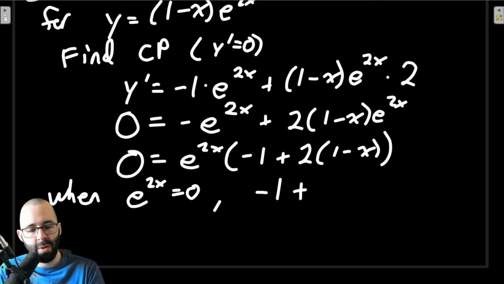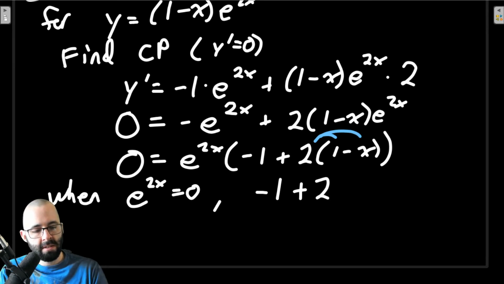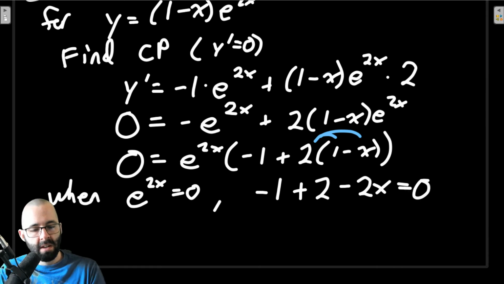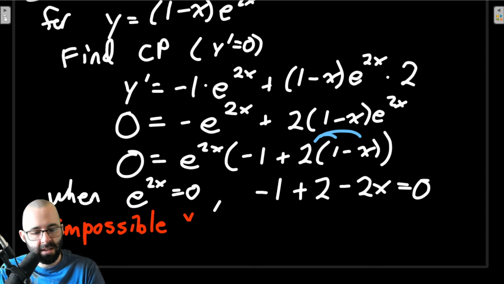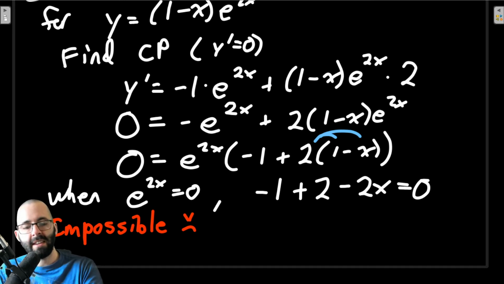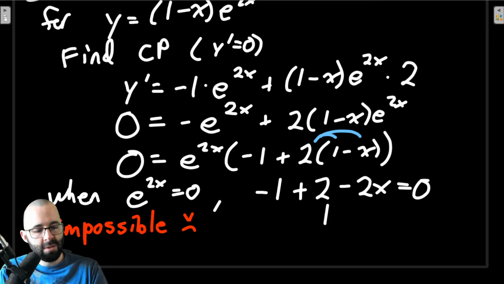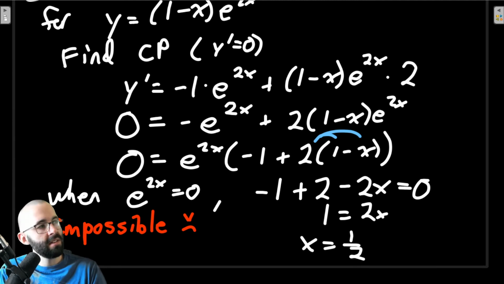Let's distribute that 2 while we're at it, right? 2 times 1 is 2, minus 2 times x. Now this first thing will never happen. That's the word impossible. You can't see it because it's behind my head. The second thing, though, is certainly very possible. Add a 2x to both sides, we're going to get 1 equals 2x, or x equals 1/2.